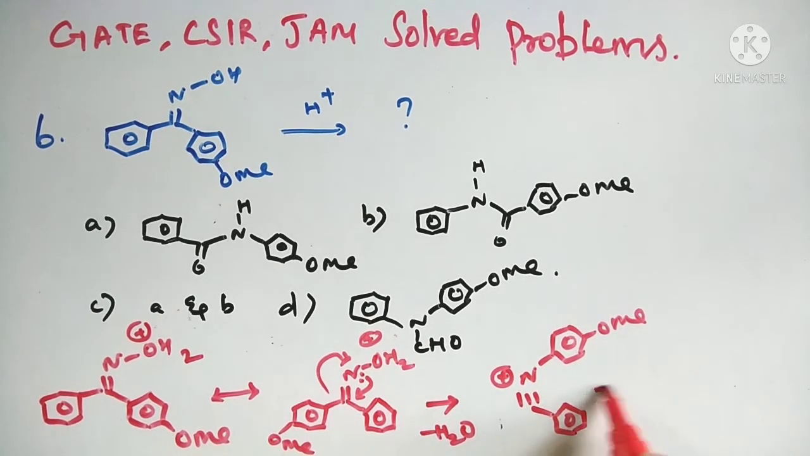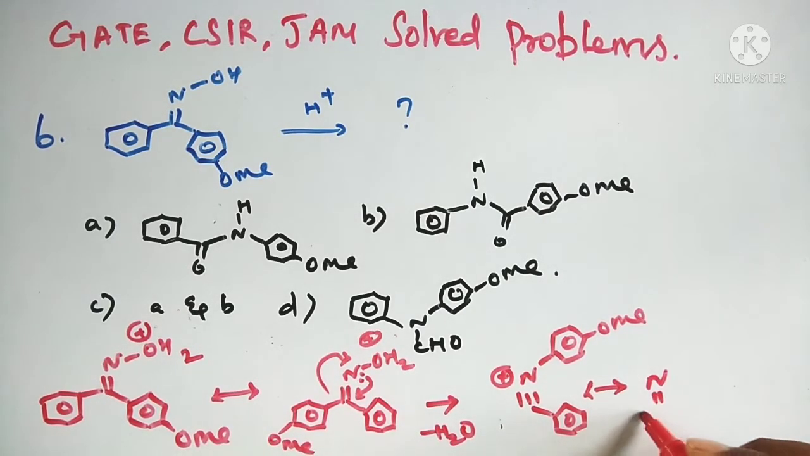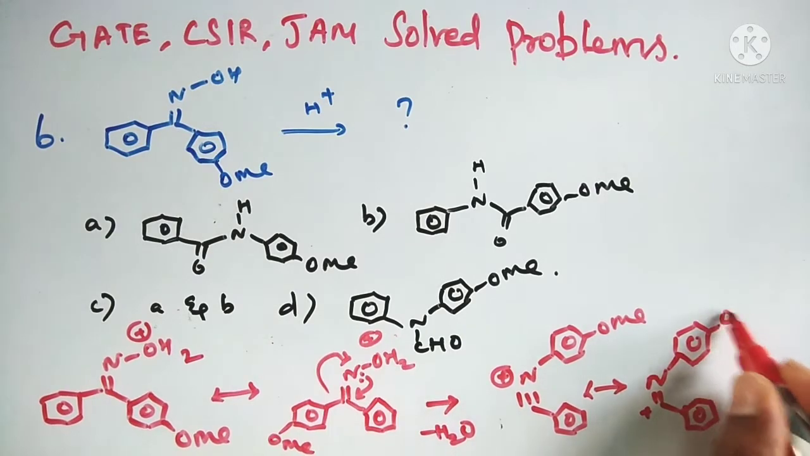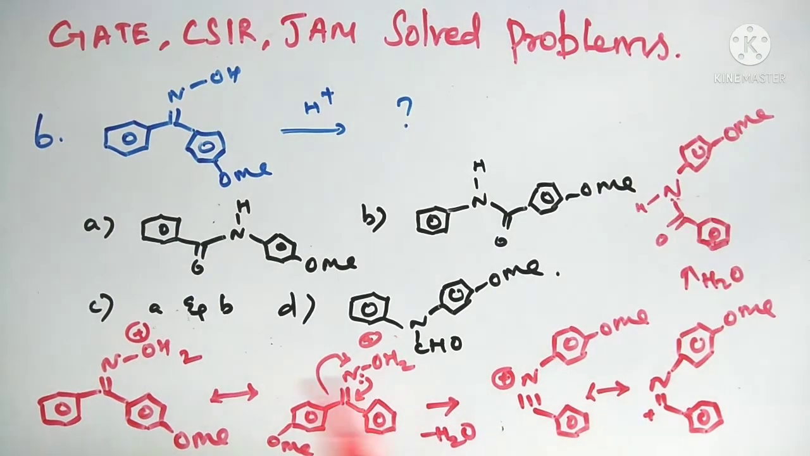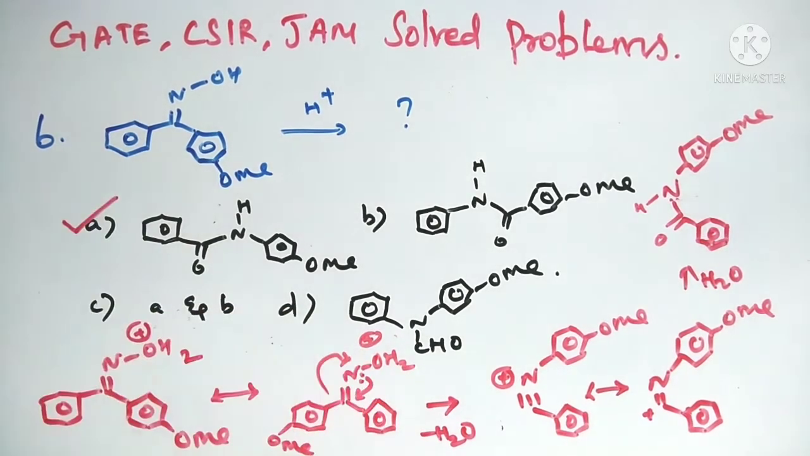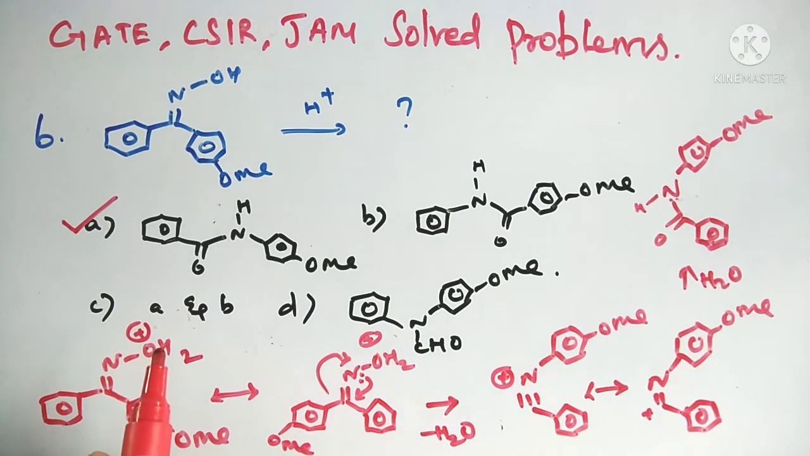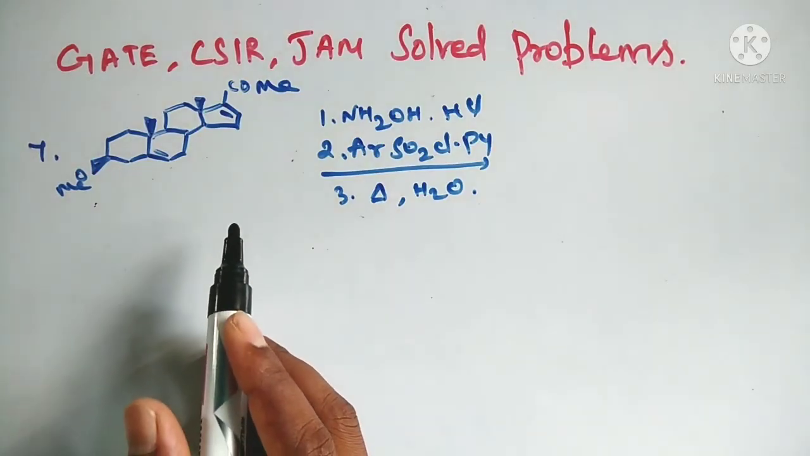Next step is elimination of water molecule followed by migration of methoxyphenyl to electron deficient nitrogen. The next step is resonance structure. We can write N double bond plus bond phenyl and methoxyphenyl. If you hydrolyze this product, you will get an amide. Correct answer is A. In this Beckmann rearrangement, the important point is the interconversion is much faster than the rearrangement.